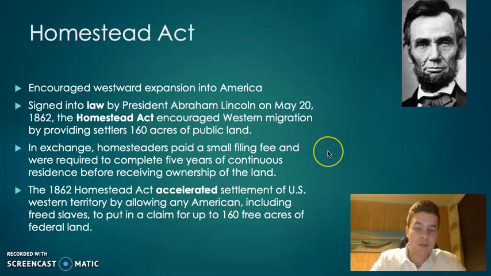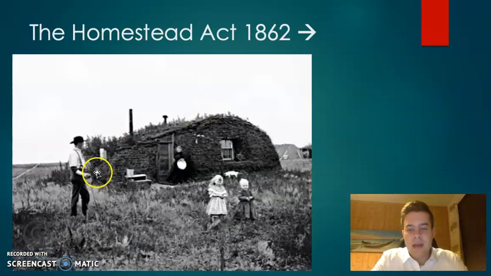In exchange, homesteaders, or people who lived on the land, paid a small filing fee and were required to complete 5 years of continuous residence before receiving ownership of the land. And this Homestead Act really accelerated settlement of the U.S. Western Territory by allowing any American, including freed slaves, to put a claim up for their 160 acres. And this included people from Europe who came to America and now wanted to be Americans. And here we have a picture of a Norwegian family, actually, who settled in North Dakota.